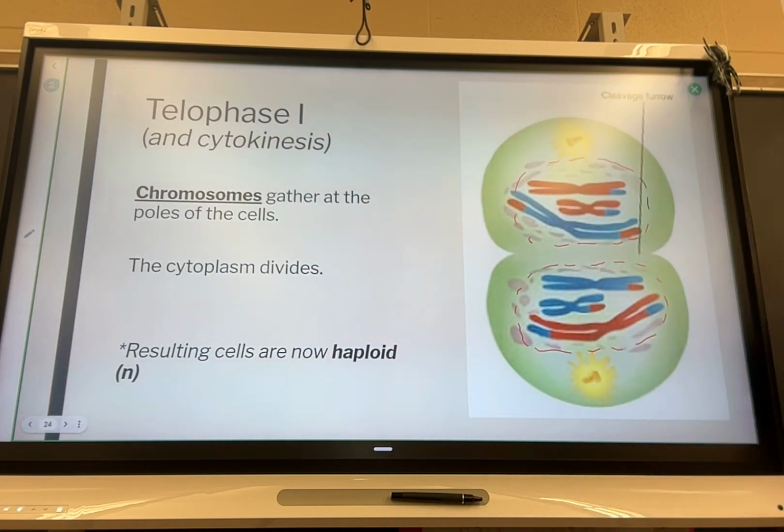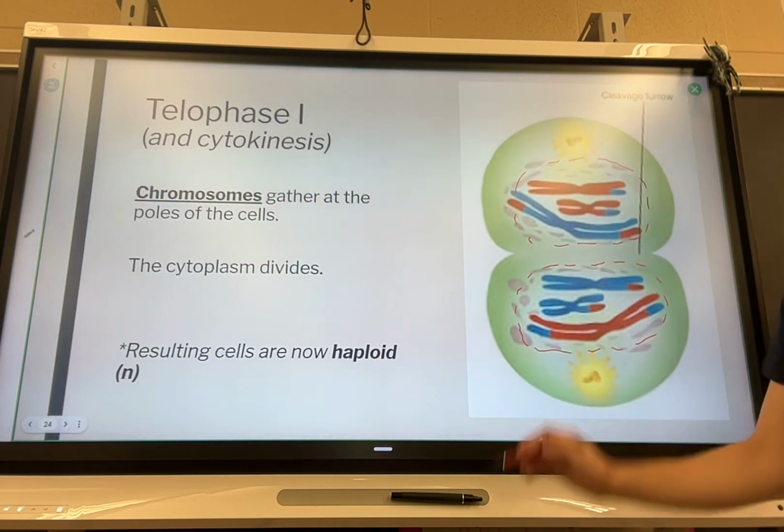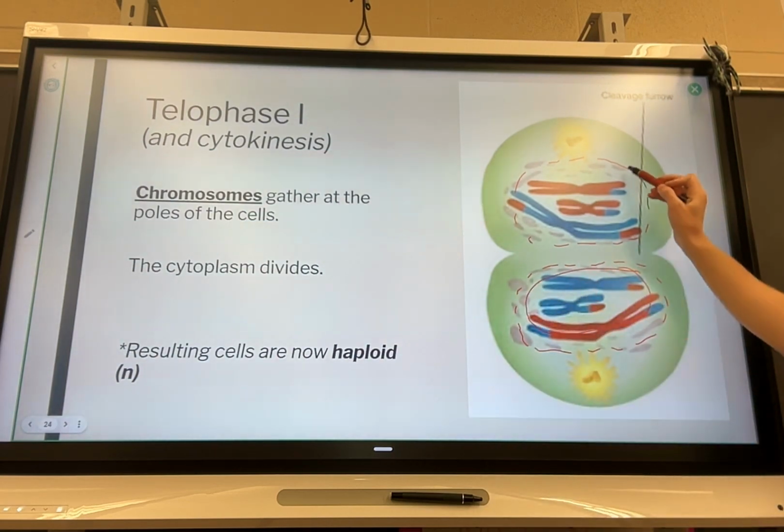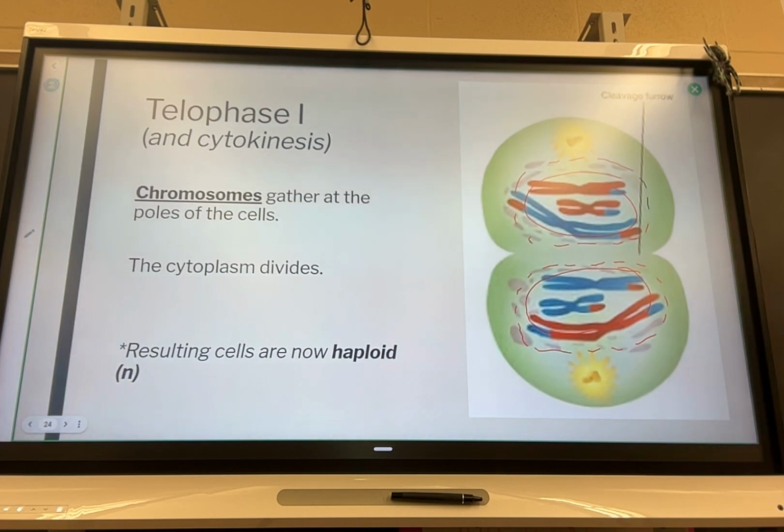And then, of course, cytokinesis, the cytoplasm is going to divide. And this is now going to result in two haploid cells. So we are no longer diploid, we are haploid. Haploid means half. So we have half of our DNA right here, half of our DNA right here. Like I said, mom's side goes to one side, dad's side goes to the other. So we are going to split it in half. Now we have 23 chromosomes on this side and 23 chromosomes on this side.